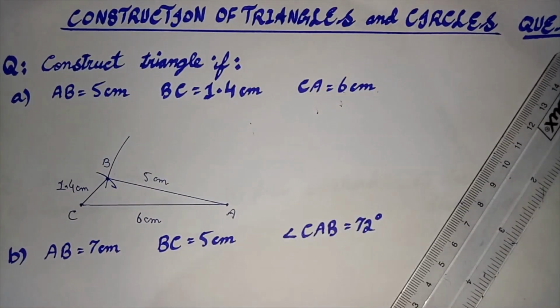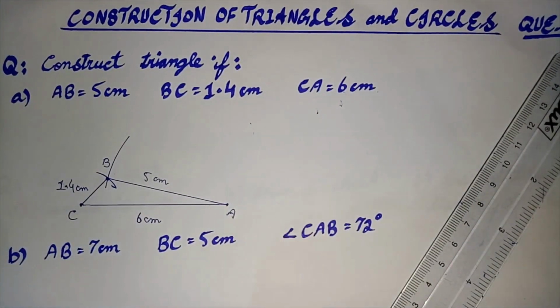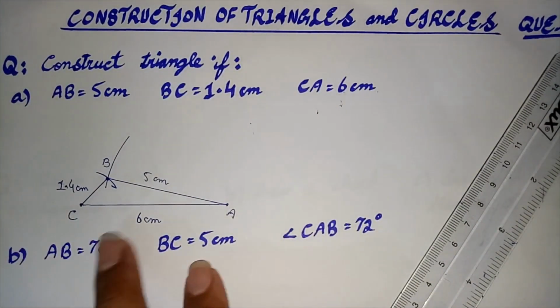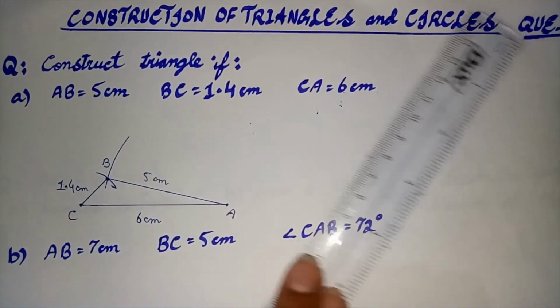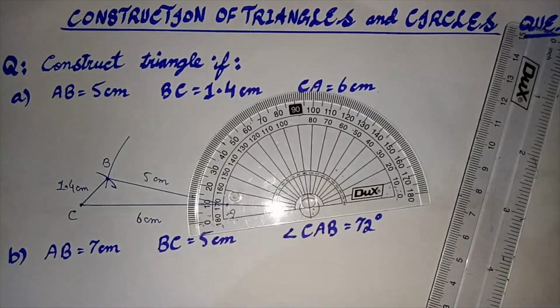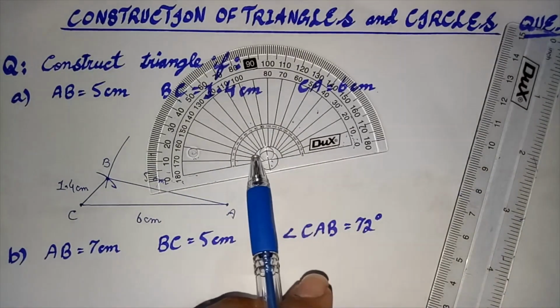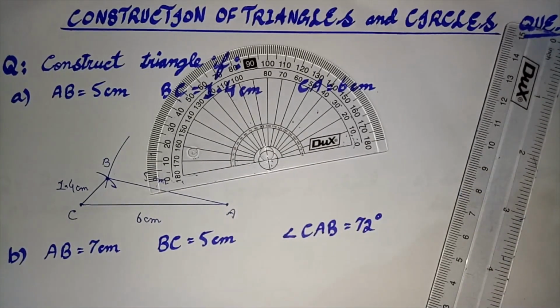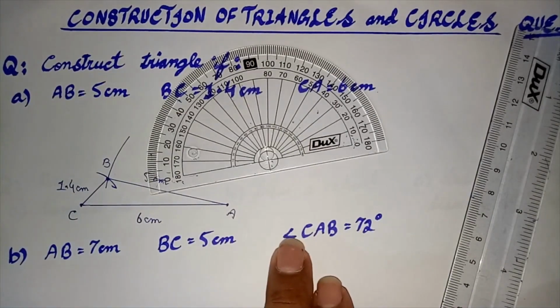Now we will discuss how to construct a triangle if we are given 2 sides and 1 angle. Okay, 2 sides and 1 angle. So to measure sides we have a ruler, and to measure angles we need a protractor. So with the help of this protractor we can measure the angles. Alright, so let's see how we can construct a triangle if we are given two sides and one angle.